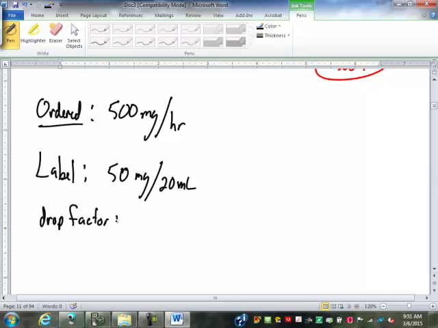With a drop factor of 12 drops per milliliter. GTT, of course, is the abbreviation for drops. And we want to know then what to set this at for drops per minute.